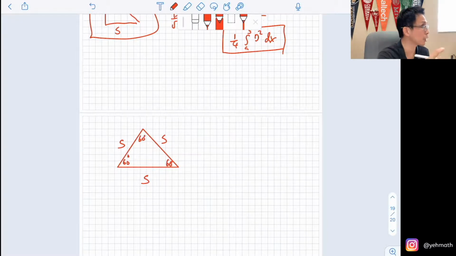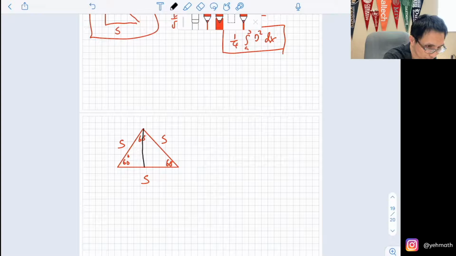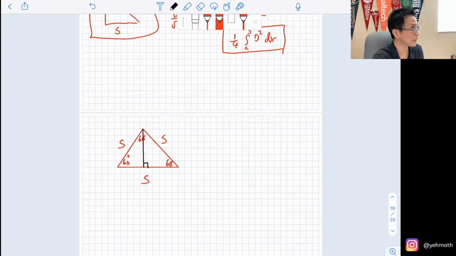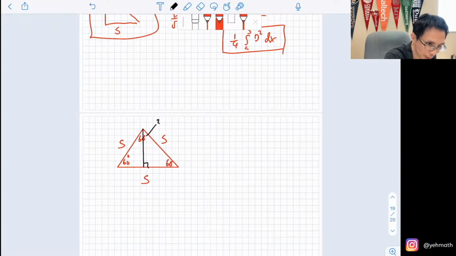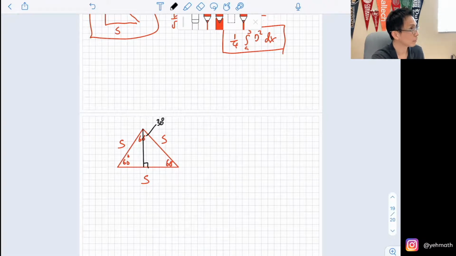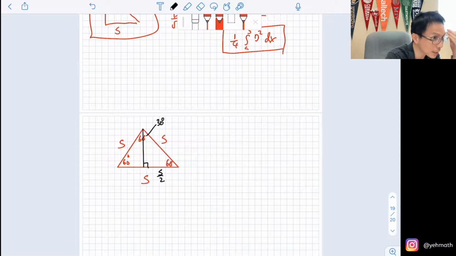Now, in your geometry class, you talk about this. It's called a perpendicular bisector. This is an angle bisector and perpendicular bisector at the same time. So this is 30 degrees. Since they are segment bisector, this is s over 2. Does that make sense? So s over 2.